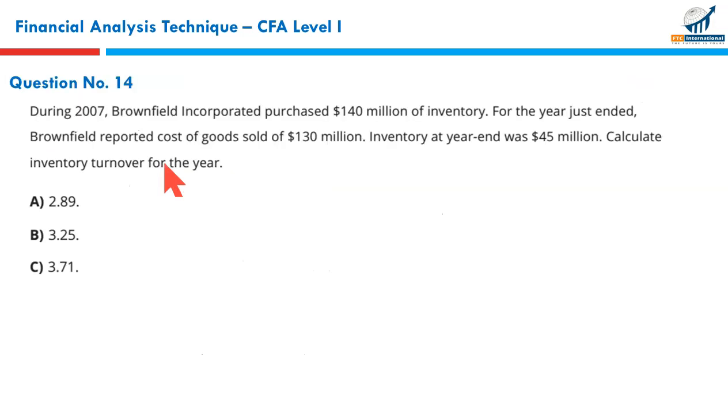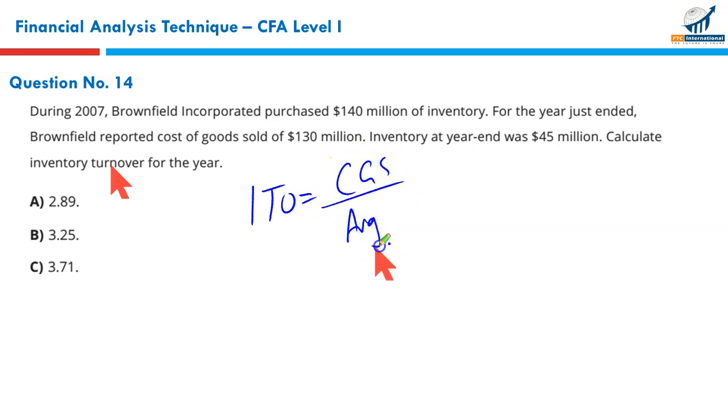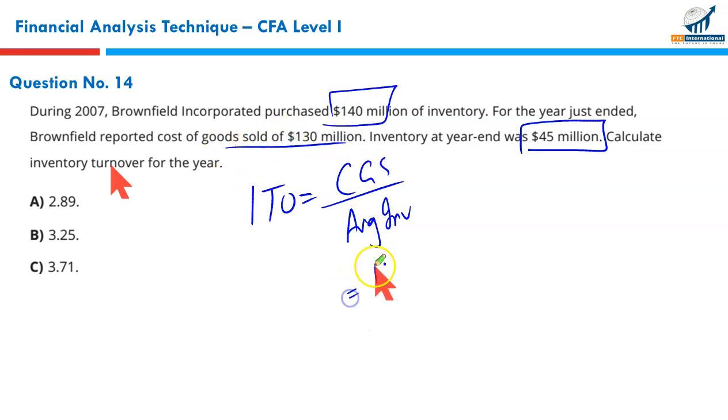Next, during 2007, Brownfield Incorporated purchased 140 million of inventory for the year just ended. Brownfield reported CGS of 130 million. Inventory at the year end was 45 million. Calculate the inventory turnover. Now it's not a straightforward question because we know inventory turnover is equal to CGS upon average inventory, right? We have been given just the closing stock, the purchases, and the CGS. Fine, CGS can serve as our numerator.